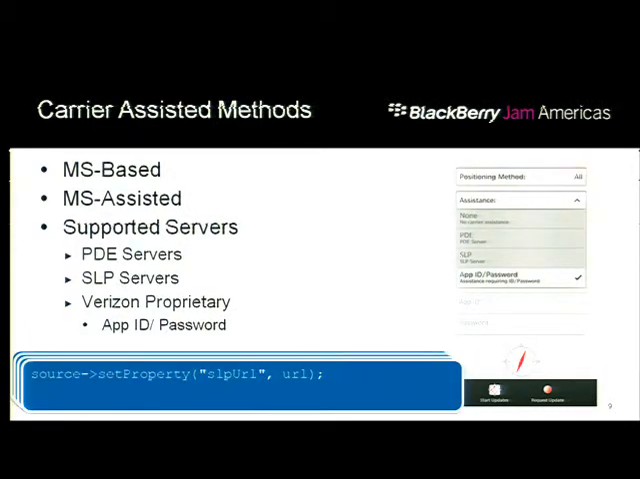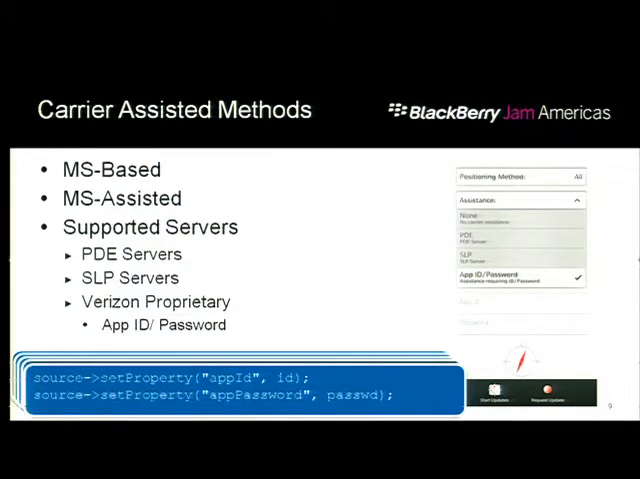And to set an SLP URL, you simply call setProperty. Which property do you want to set? The SLP URL with the URL value. And for Verizon, you need to set the app ID to the ID you have and the app password to the password you received from Verizon or you have set.